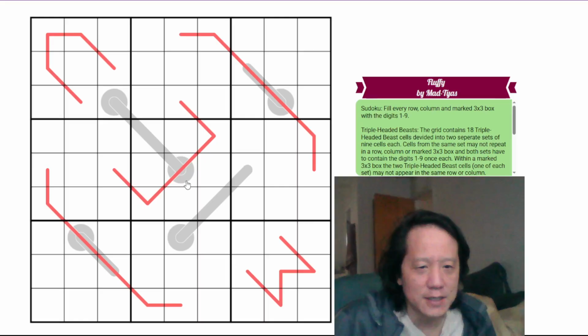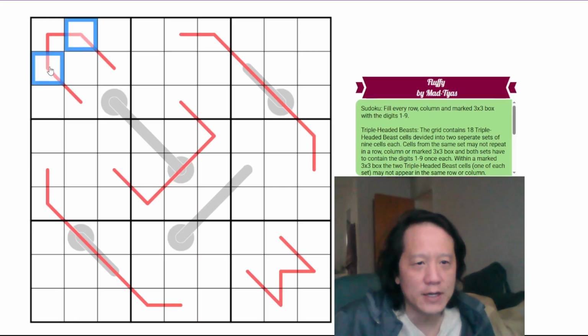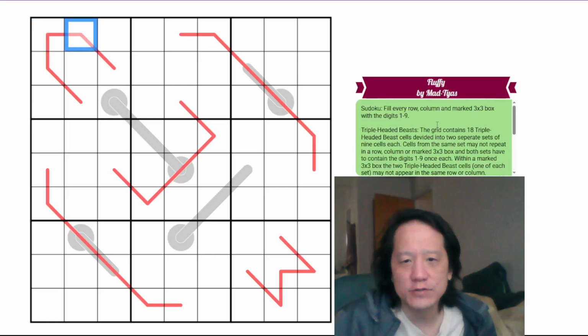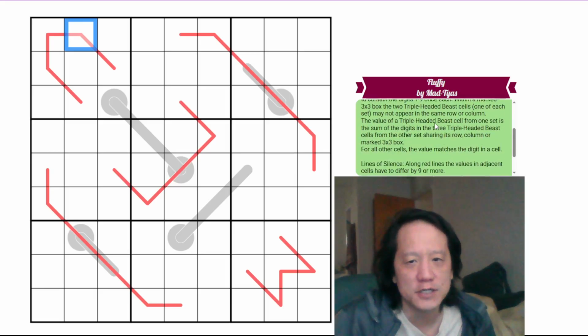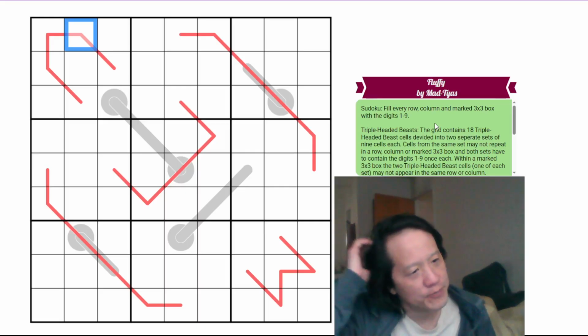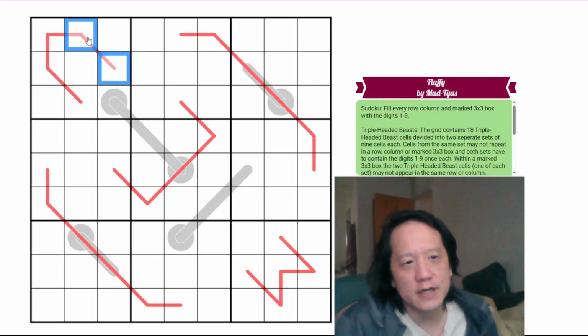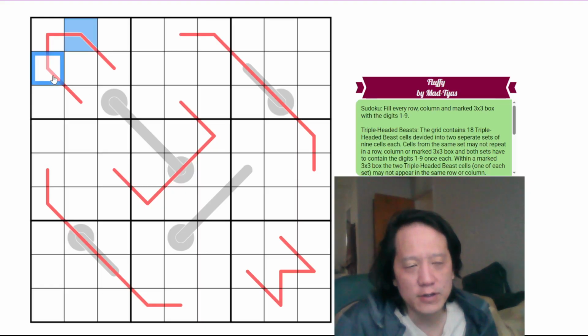Anyways, let's go. Again, to have a difference of 9, there's only two at most, three triple-headed beasts in each box. So that means that you cannot have a difference of 9 between normal digits. So these must be the digits that are different. So we're marking it blue and red, and everything in the box is going to be different.